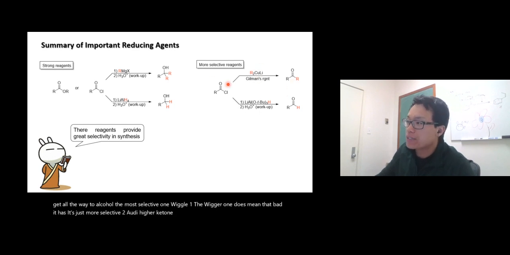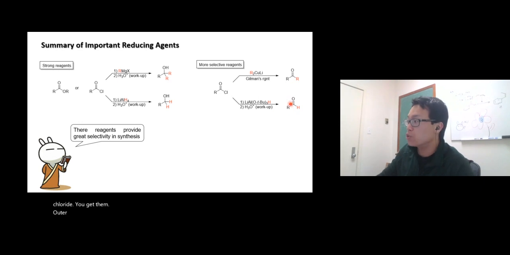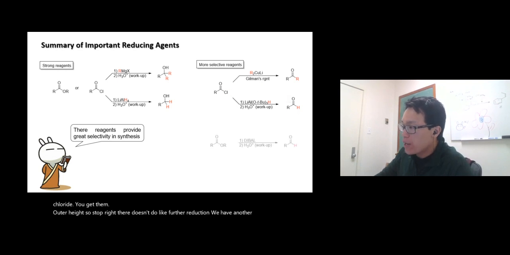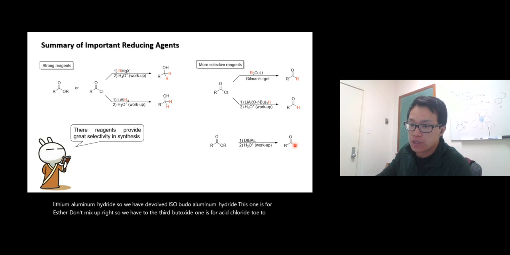Gilman's reagent can react with acid chloride, you get a ketone. Lithium aluminum tri-tert-butoxy hydride reacts with acid chloride, you get an aldehyde. So stop right there, it doesn't do further reduction. We have another version of lithium aluminum hydride, so we have DIBAL, diisobutyl aluminum hydride. This one is for ester. Don't mix up. The tert-butoxide one is for acid chloride to aldehyde, but DIBAL is for ester to aldehyde.